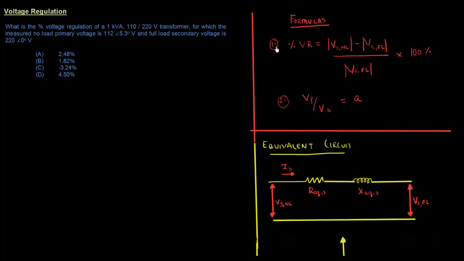So what I've done here is I mentioned some of the formulas that we'll be using, and I'll get into those a little bit. This is the formula that defines the percent voltage regulation, and this is just a reminder that the turns ratio, or the voltage ratio in this case, V primary over V secondary, is a constant A, and we'll be using that in our formulation. Before we go ahead and get into the solution, let's do a quick definition of what voltage regulation is. That will help us to understand this a little better.